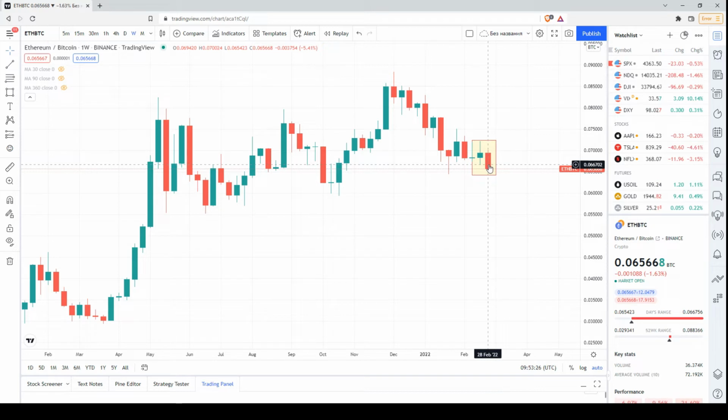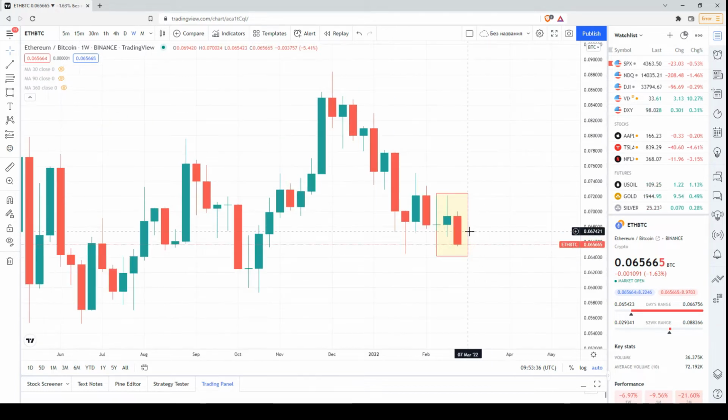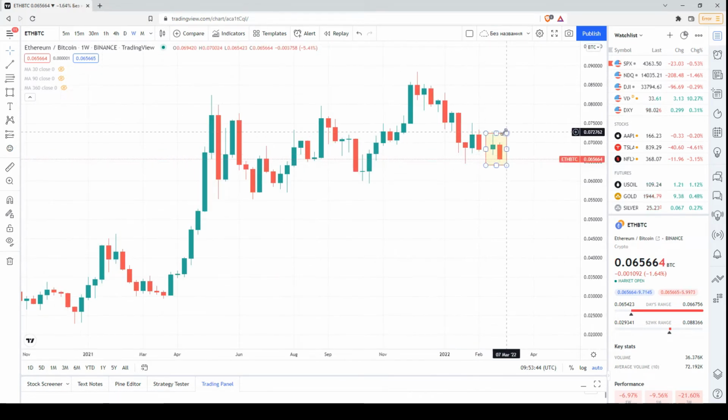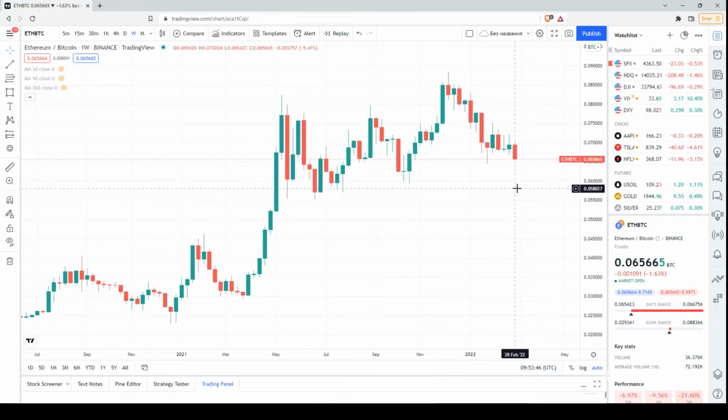But of course, this candlestick may change. Today is Friday. We still have 2.5 or almost 3 more days. That's why let's wait and see. But if at the end of the week we have this bearish candlestick, it will confirm the continuation of the bearish pressure that started at the very beginning of December. So this is in the weekly chart.